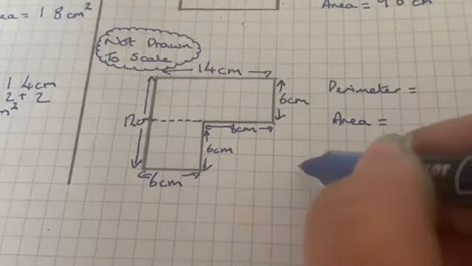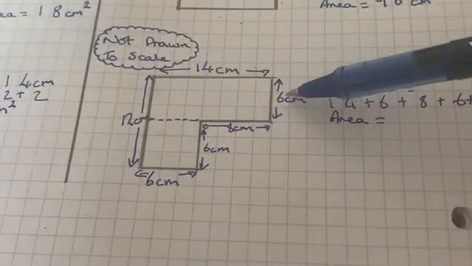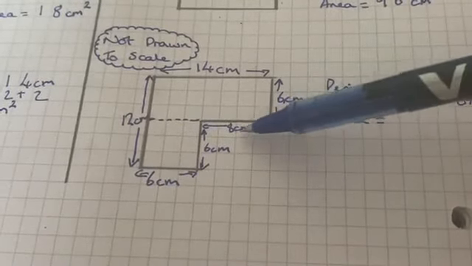So to find the perimeter, we need to do 14, add 6, add those two together, add 8, add 6, add 6, add 12. So let's work that out. 14 plus 6 is 20. 20 plus 8 is 28. 28 add 6 is 34. 34 add 6 is 40. And then we just need to do 40 add 12 is 52. So my perimeter for this rectilinear shape is 52 centimetres.